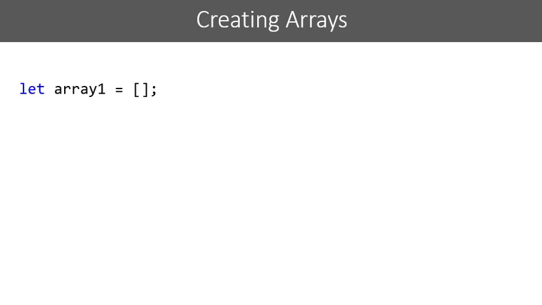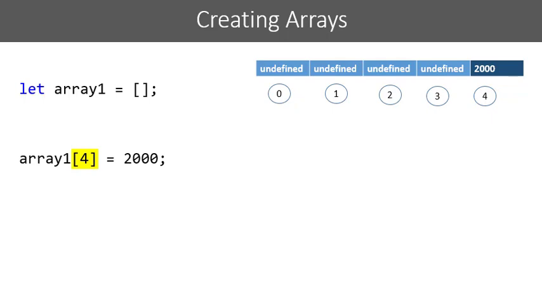Let's start creating arrays. The easiest way is to create arrays through literal syntax, which is simply a pair of square brackets assigned to a variable. In this case, an empty array is created. At this point, the length of the array is 0. And then you can assign a value to any element of the array. After the name of the array, the index is written inside the square brackets and then the value is assigned to it. In this example, the value 2000 is assigned at the fourth index, which is the fifth element of the array. So the length of the array will expand to 5 automatically. It will fill undefined values for the rest of the elements.